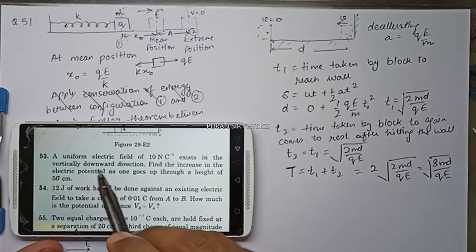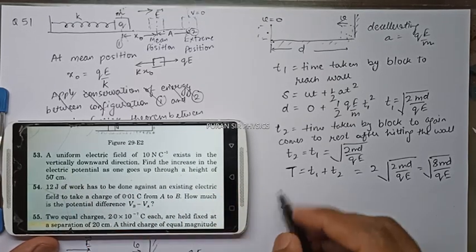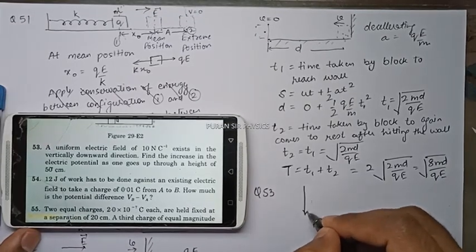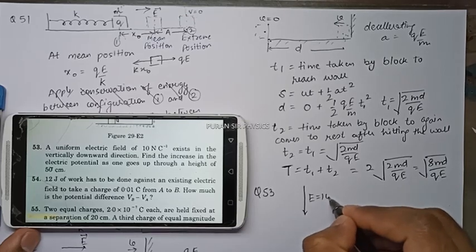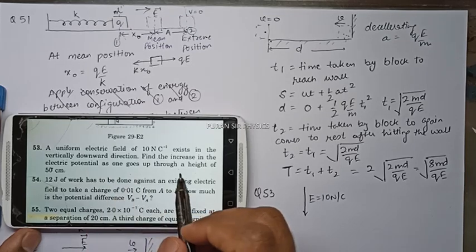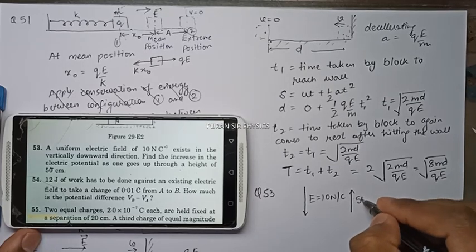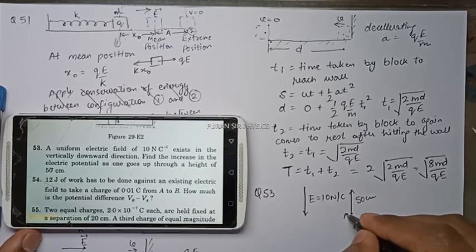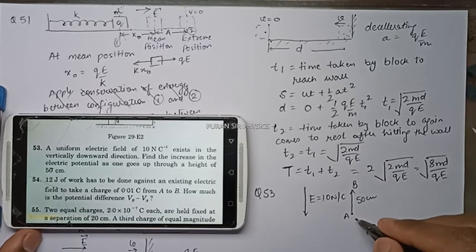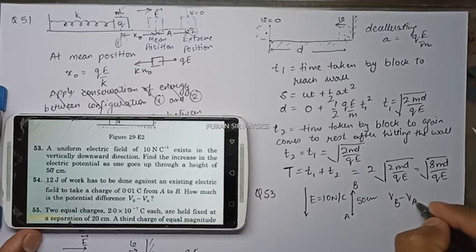In question number 53, a uniform electric field of 10 Newton per Coulomb exists in the vertically downward direction. Electric field is 10 Newton per Coulomb. Find the increase in the electric potential as one goes up through a height of 50 centimeter. So if we go from A to B, we have to find what is the increase in potential. As you move against the electric field, your potential increases.